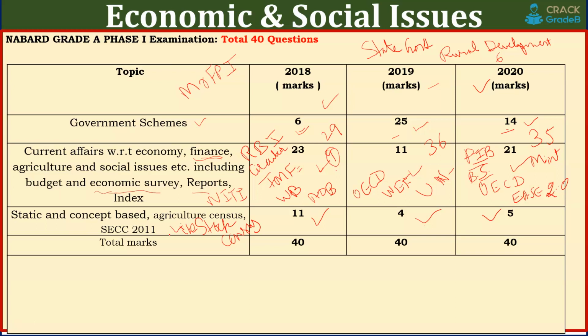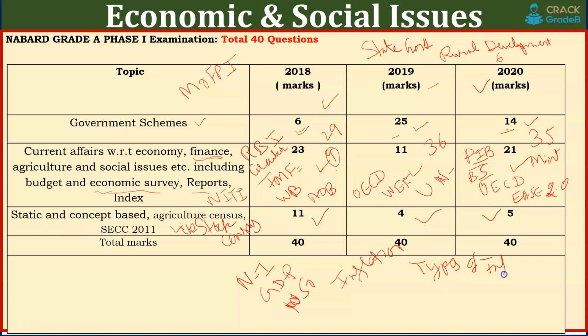And if we talk about the static part of ESI, then what are the main important chapters? First one is national income and GDP. National income and GDP related concepts are very important. Read about NSO. And the second one, inflation, types of inflation.